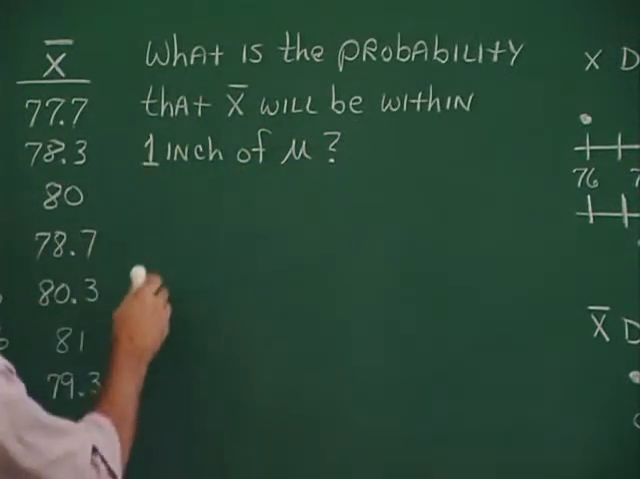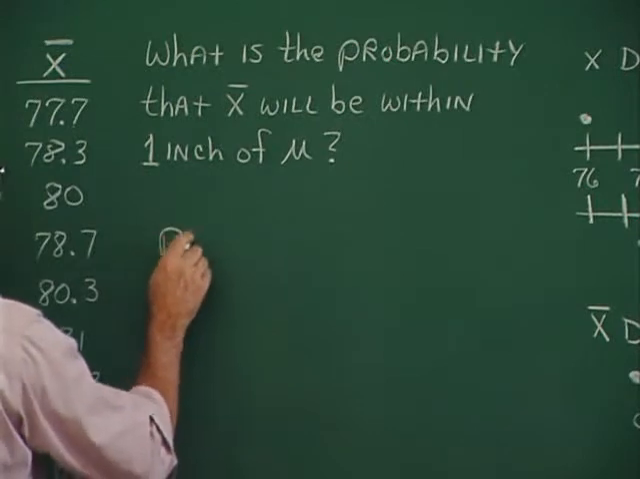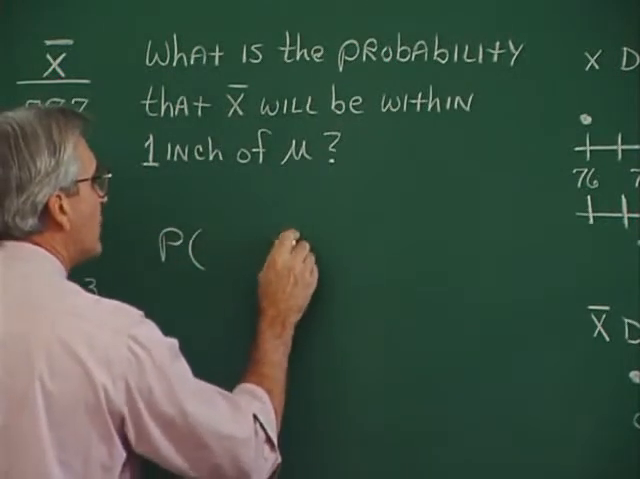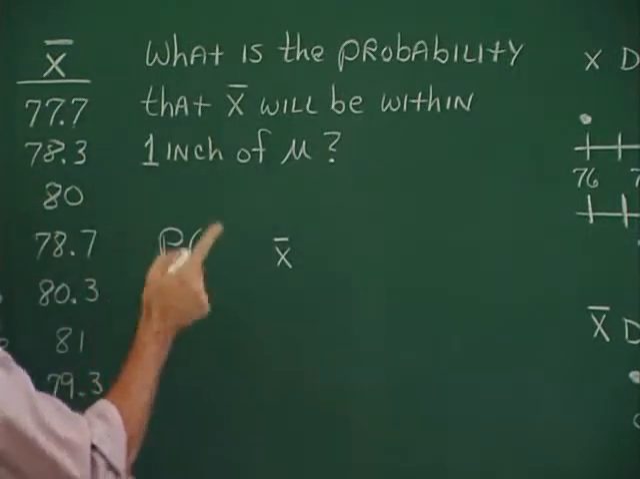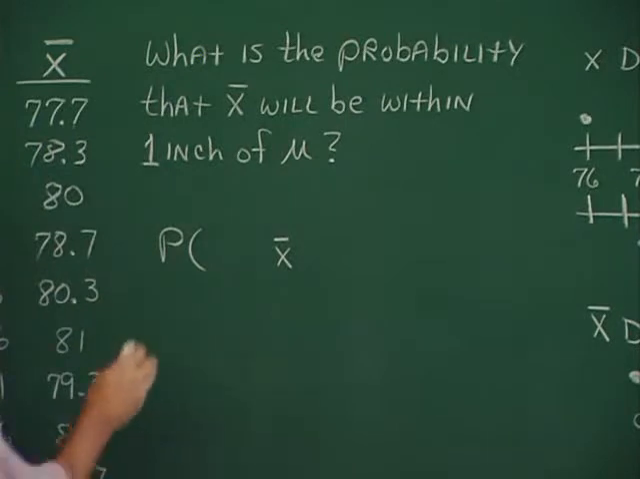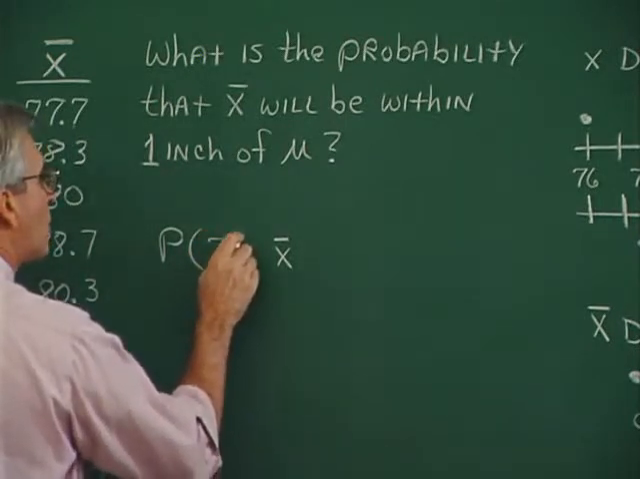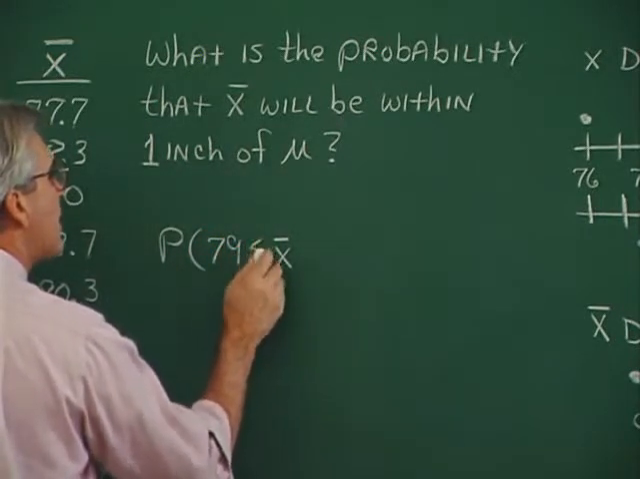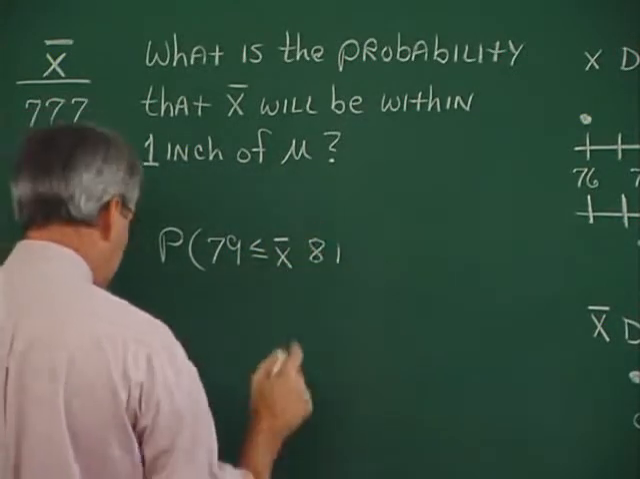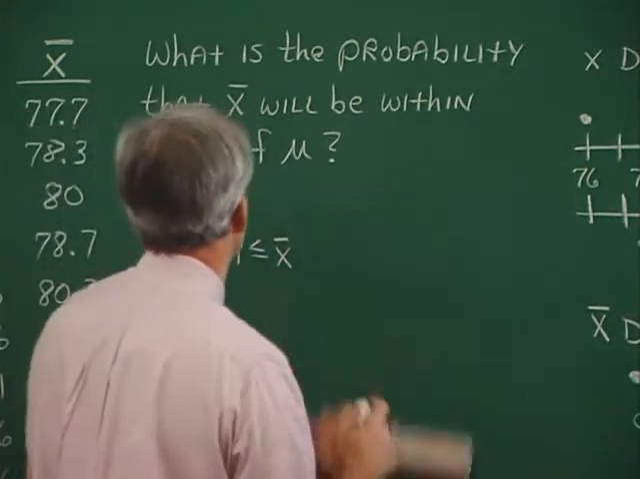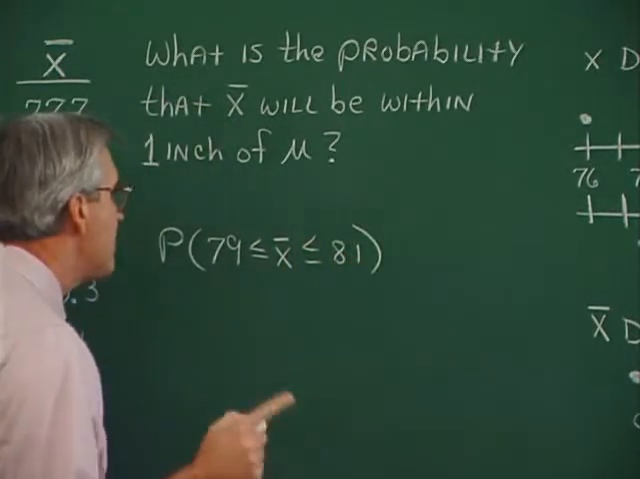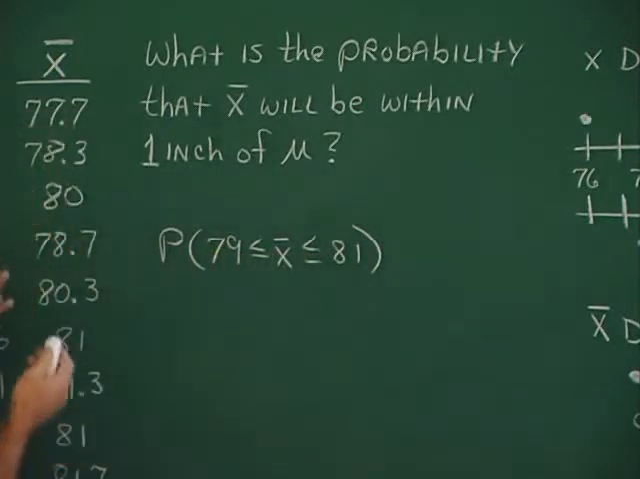That is, we want to calculate the probability that our x bar value is within 1 inch of 80. Now remember that the population mean was 80. So it means then that the x bar will be between 79 and 81. Okay. Now we can make that calculation just by observation.